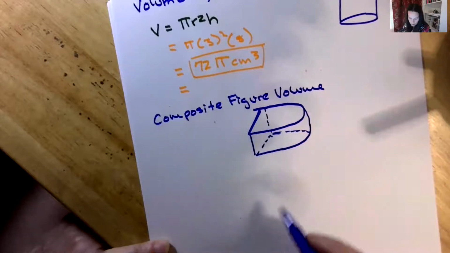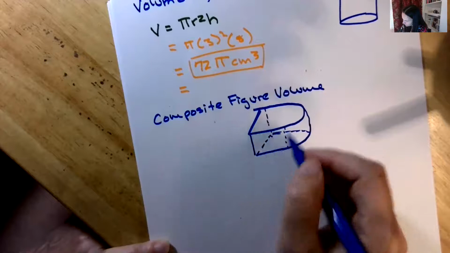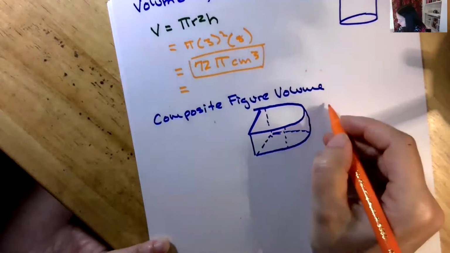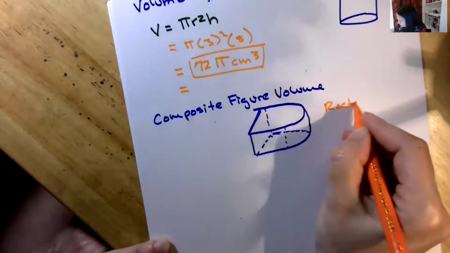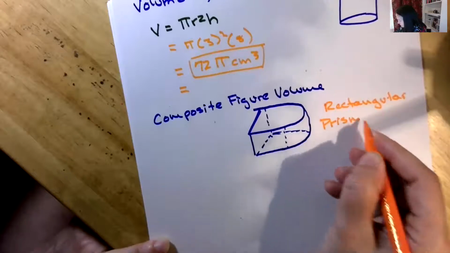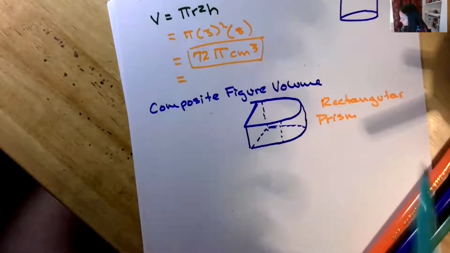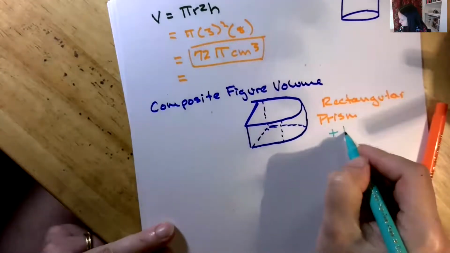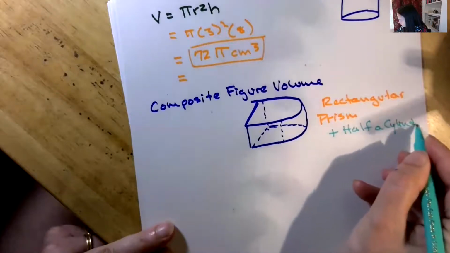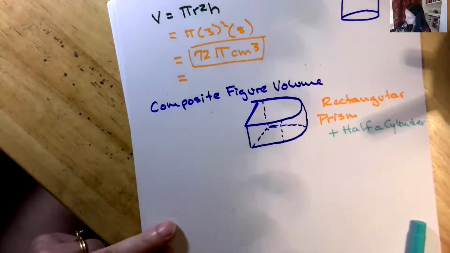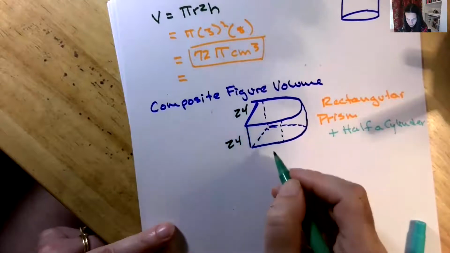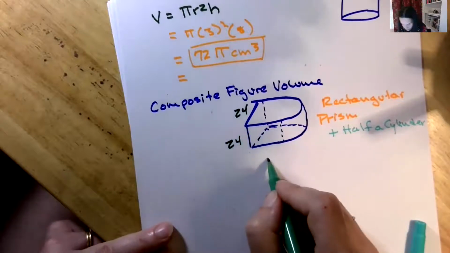Essentially we have a prism plus a half of a cylinder. So this is a rectangular prism, plus half a cylinder. Now let's see what the dimensions are on here. Our dimensions are, this is 24 by 24, and the entire thing here is 48 inches.